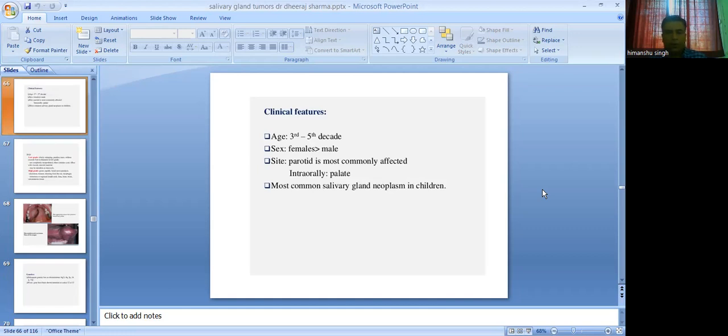Now, coming to the clinical features, mucoepidermoid carcinoma is most common in the 3rd to 5th decade of life. More in females than in males. The parotid gland is the most common gland which is affected, and intraorally it is the palate. And it is the most common salivary gland neoplasm which is seen in children.